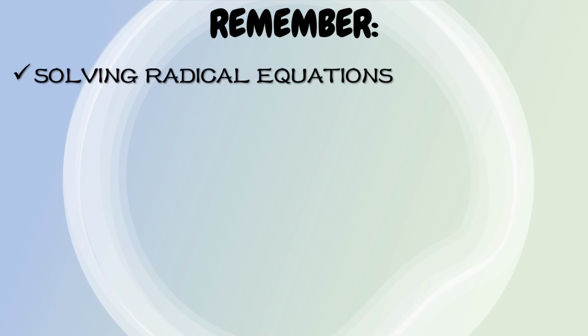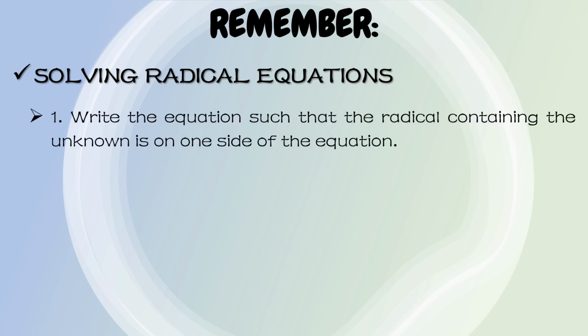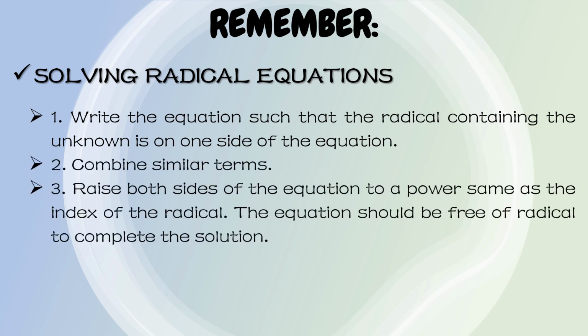Let us now summarize what we have learned about the radical equations. So, for solving radical equations, first step is to write the equation such that the radical containing the unknown is on one side of the equation. Second is to combine similar terms. Third is raise both sides of the equation to a power same as the index of the radical. The equation should be free of radical to complete the solution.